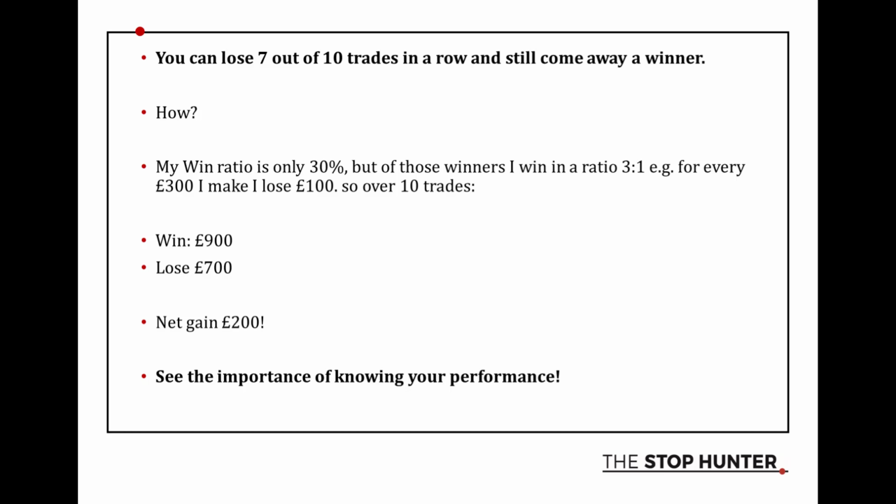So our win ratio is only 30%, but if you win those 3 out of 10 at a 3-to-1 risk reward ratio, that's £300 for the winners, 100 for the losers. So over 10 trades you would have won £900, but you'd have lost £700, and that gives you a net gain of £200. So hopefully there you can see the importance of knowing those statistics and how you'd have to consistently apply them to become a successful winning trader over the longer term.